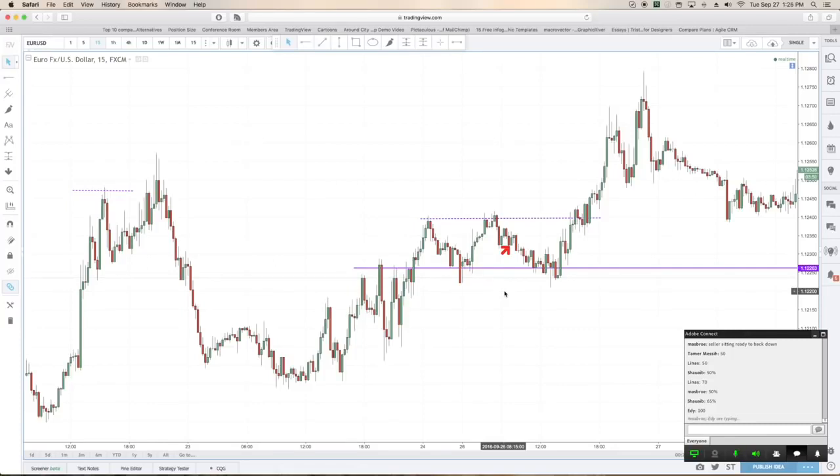Hang in there. Then the sellers come in down to here, and then we get a retracement. What kind of retracement is that? 50%. Then the sellers try again. So notice what happened from before: from a 70% retracement to now a 50% retracement. What does that tell you about the sellers?